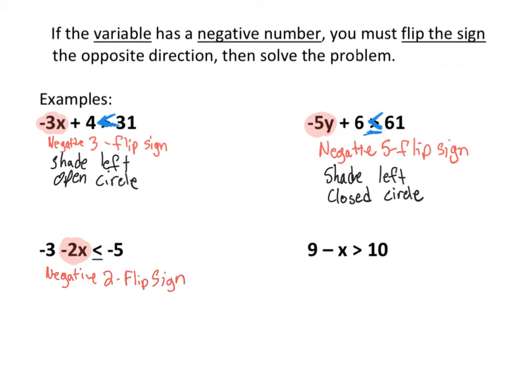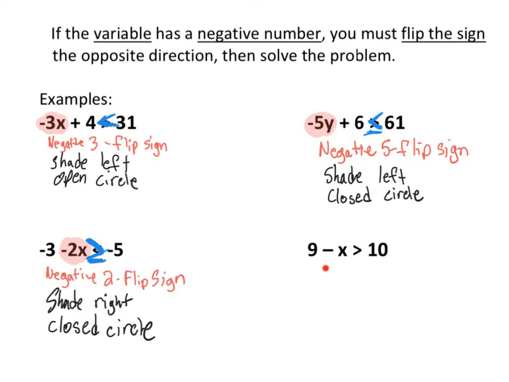We would flip the sign here. We would still keep the equal to right below it. We would shade now to the right, and it would be a closed circle since it could also be equal to.